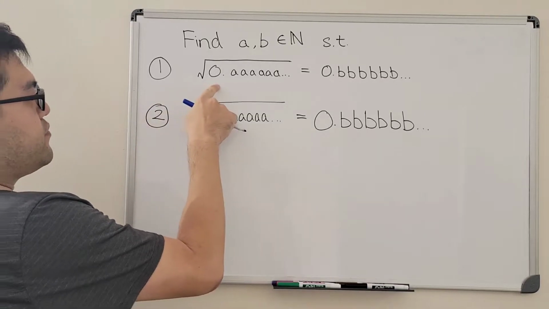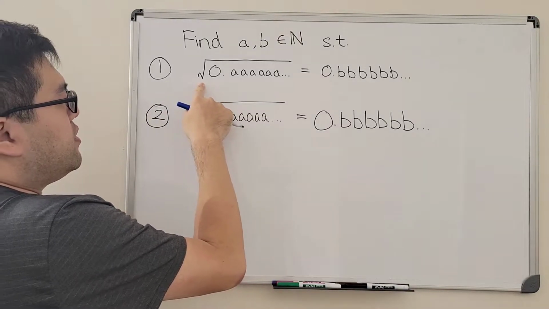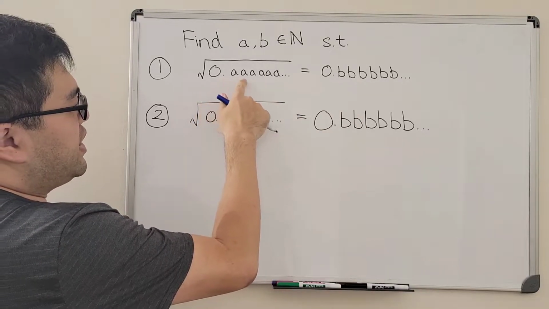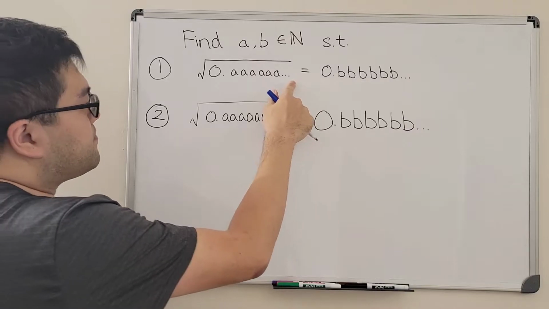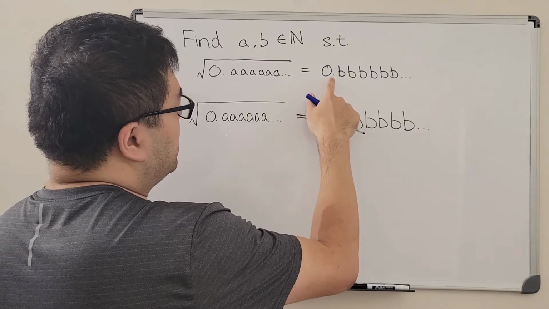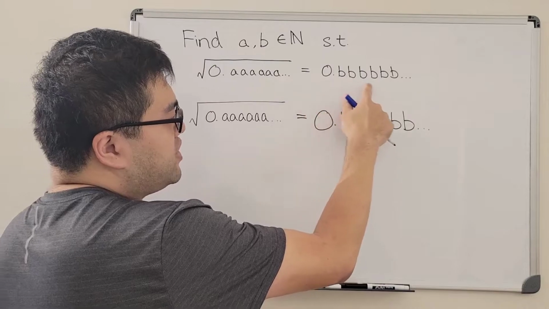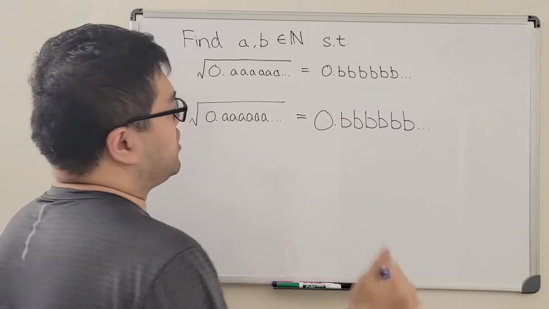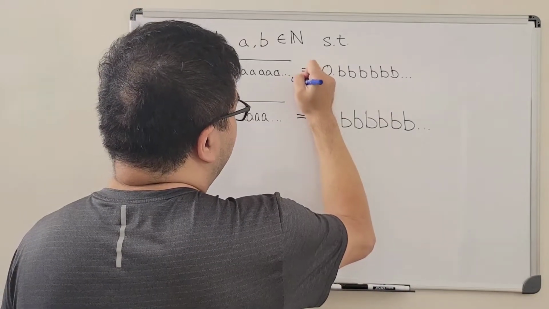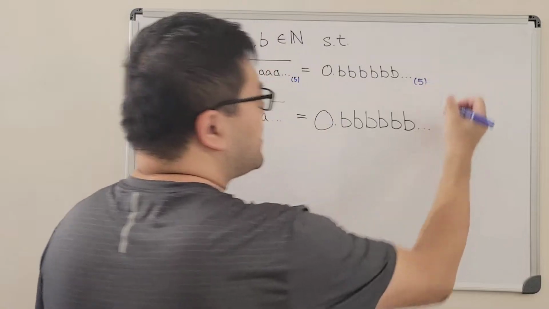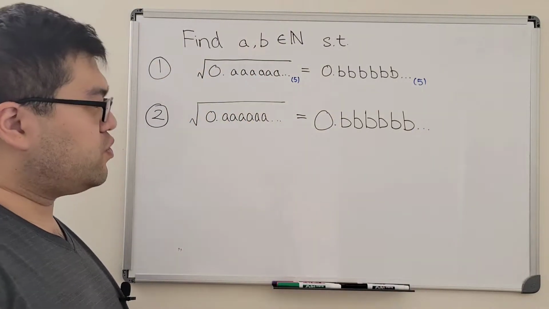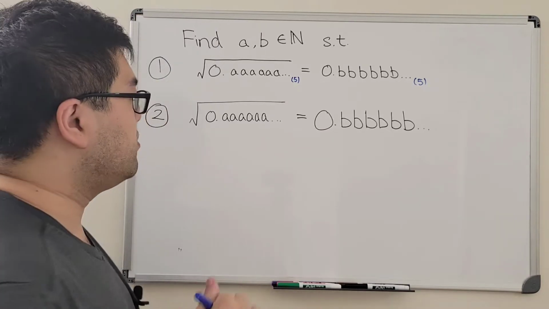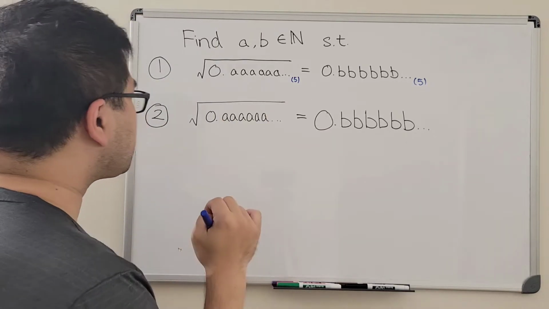For the first question, we're going to find out what A and B are such that 0.AAA continuously with the square root is equal to 0.b all the way down. But this time, instead of doing it in the common base, we're going to do it in base 5. And again, if you don't know what base 5 means, go check out my previous videos. I have a full explanation about what different bases do.